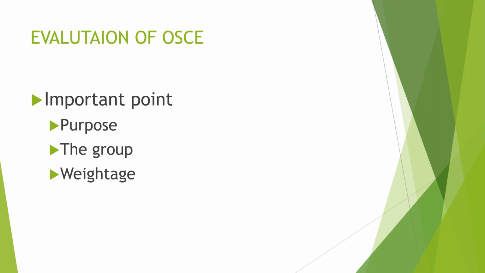In the evaluation of the OSCE, you have to see three important points: the purpose, the group, and the weightage. In the purpose, first you should see whether it is a learning tool or an evaluation tool. If it is a learning tool, and the students are making errors, you can make the students repeat, and it is not compulsory to give the score in that case. But if it is an evaluation tool, especially if it is a final evaluation, the students will not get a chance to repeat it. And of course, you are supposed to give the score also. So that's the first thing.